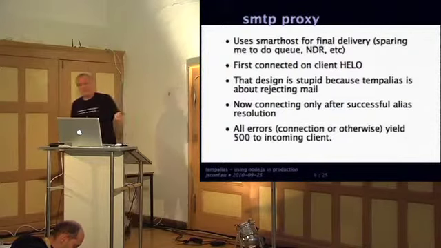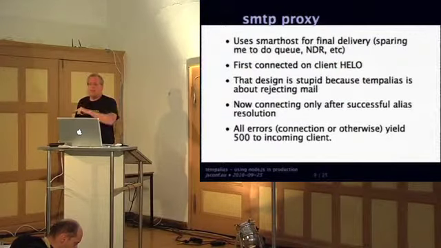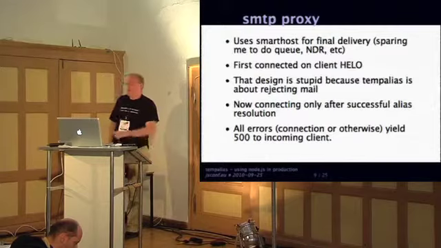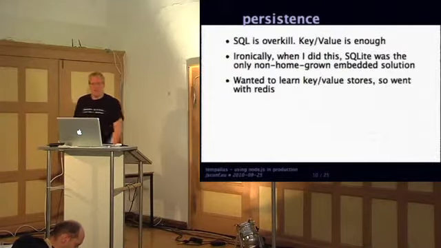So now I changed the design in a way that it does all the alias resolution and all the checks. And then if everything is okay, I will connect to the upstream server. And whenever anything goes wrong, I just return a nondescript 500 error.